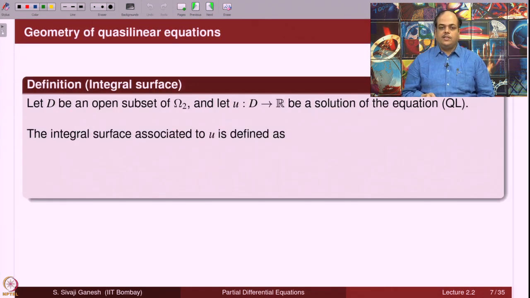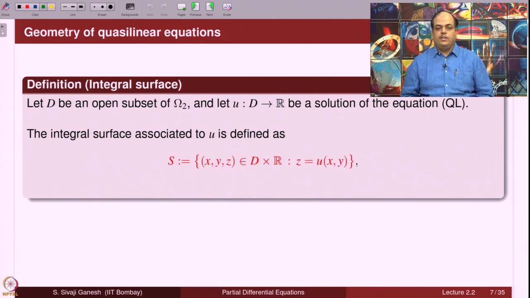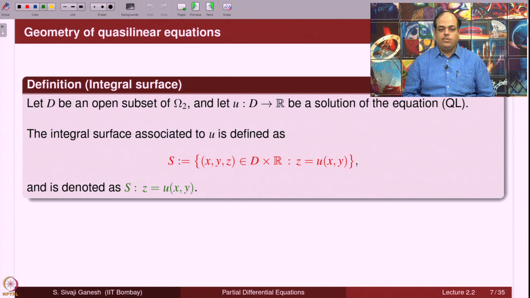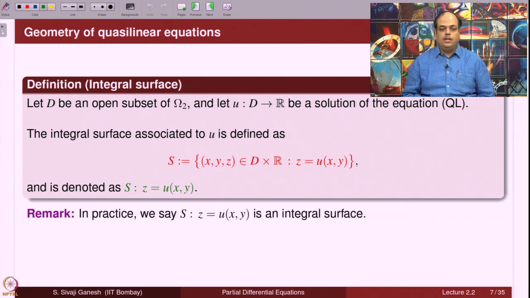So, the integral surface associated to u is defined as the set of all triples xyz, where xy belongs to D and z belongs to R, so it is a subset of R3, such that the third coordinate z is u of xy. It is also often denoted in short notation as S colon z equal to u of xy. In practice, we say S colon z equal to u of xy is an integral surface.